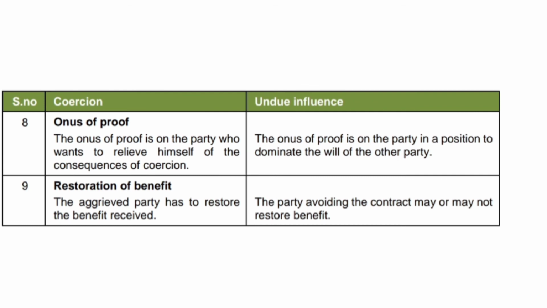Okay, finally, let's move on to the ninth difference, which relates to the restoration of benefit. As far as coercion is concerned, the aggrieved party has to restore the benefit that they have received, whereas in the case of undue influence, the party who is avoiding the contract may or may not restore the benefit. That's the end of this video, and we are done discussing the 9 differences between coercion and undue influence.